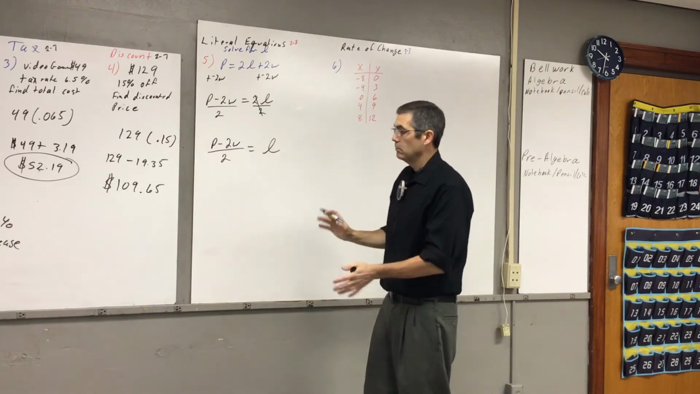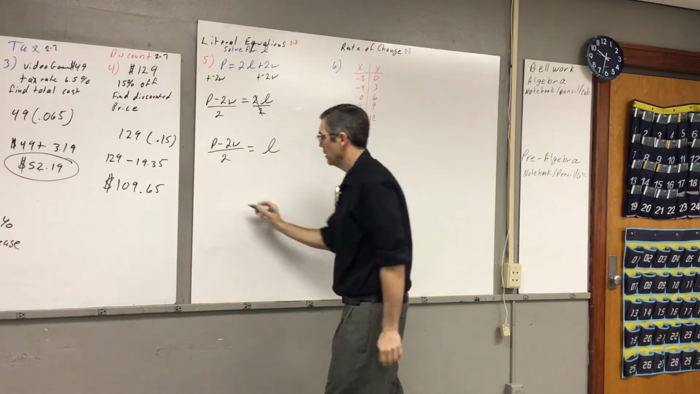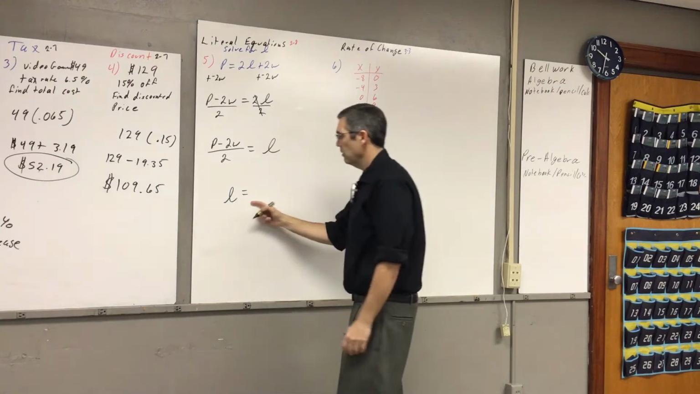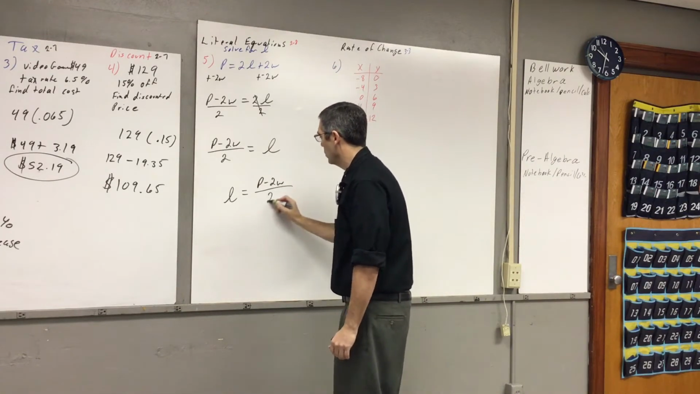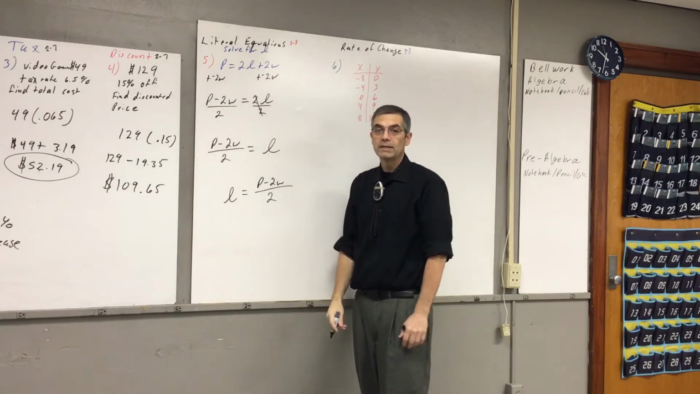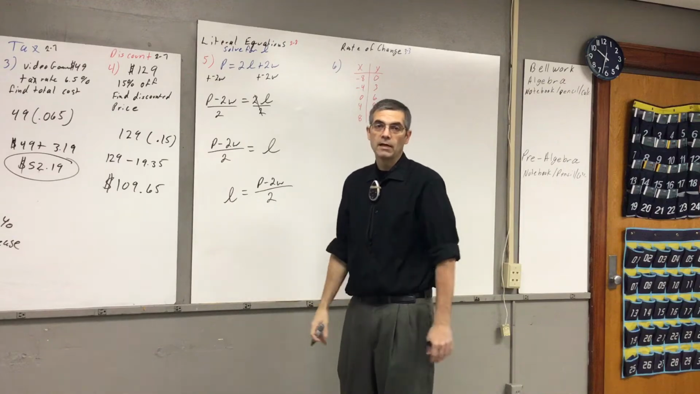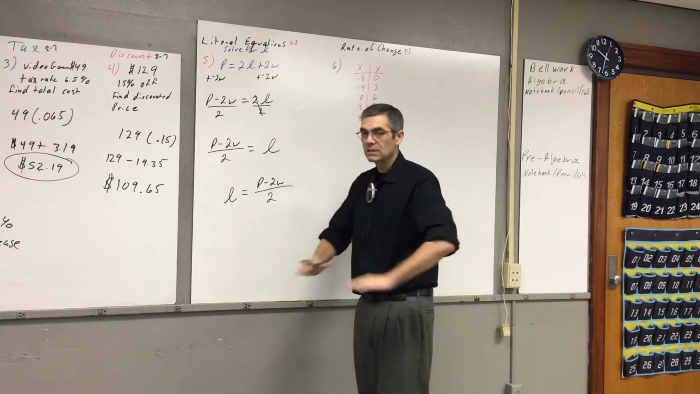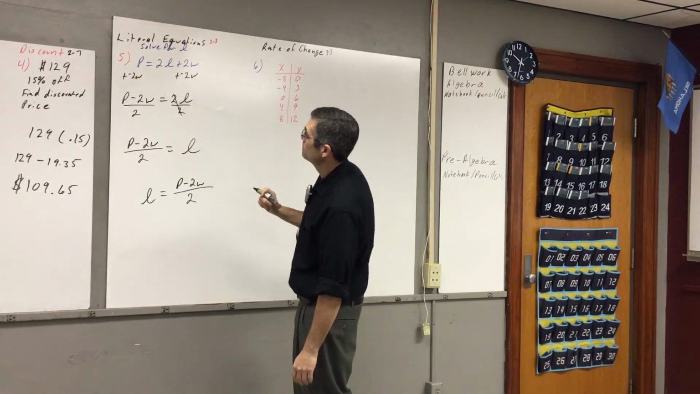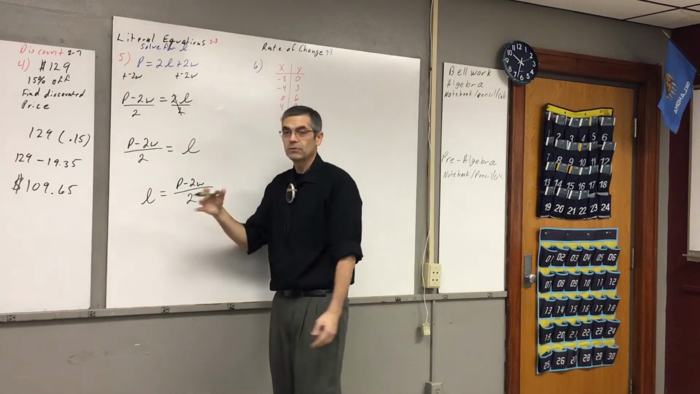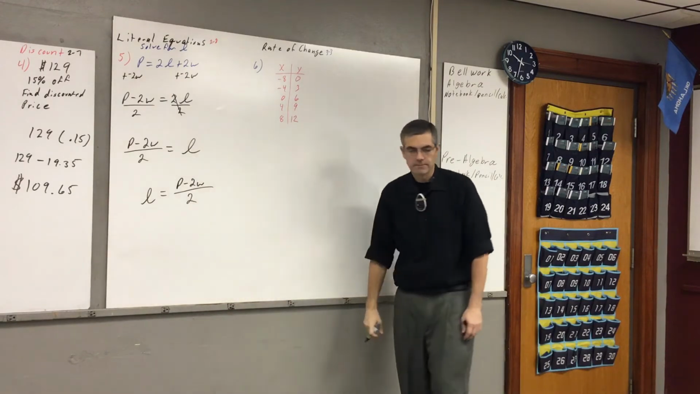All right. Now, some teachers want this flipped or whatever. I would accept this, but here, just so that they can see it, L equals P minus 2W over 2. Now that's how you solve literal equations. You just isolate the variable that they asked for. That's all it is. Everything else is the same. Okay, just pay attention to what's going on. Do the thing that's furthest away first. You'll be fine.